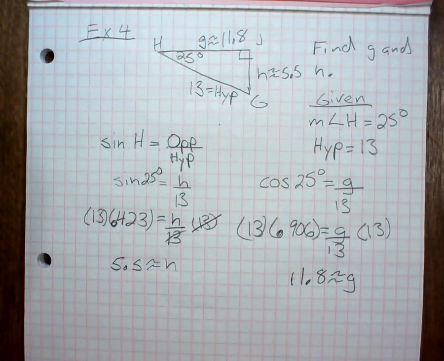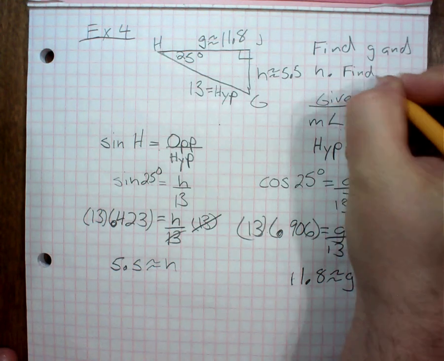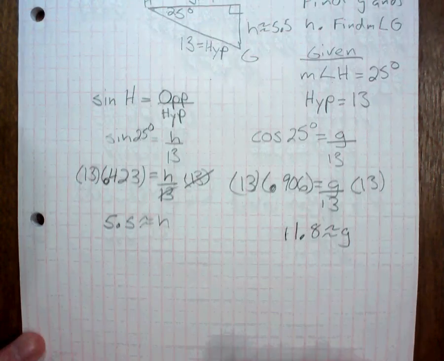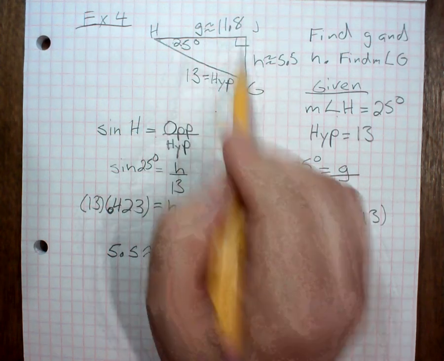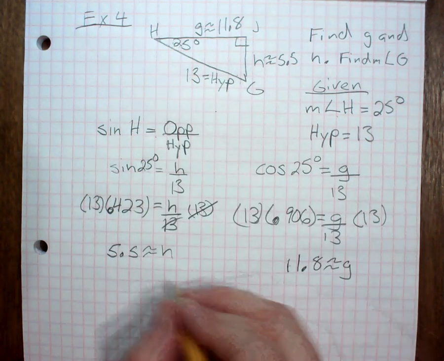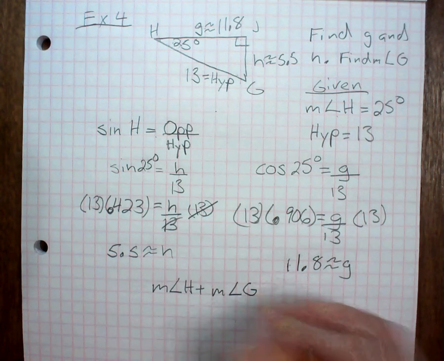And that was it. Now this had nothing to do with the inverse trig functions at all. But now if I wanted to find the measure of angle G, I forgot to mention this. We're also supposed to find the measure of angle G. Well, remember that these two angles should always add up to 90 because this equals 90. All three of them add up to 180. 180 minus 90 is 90. So these two always got to add up to 90. In other words, the measure of angle H plus the measure of angle G has to add up to 90.